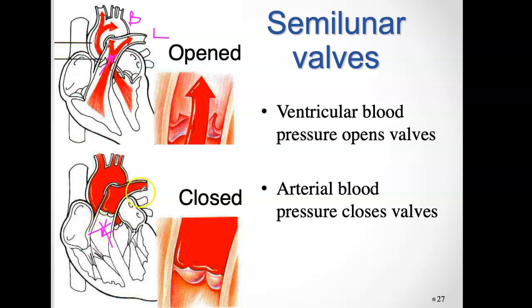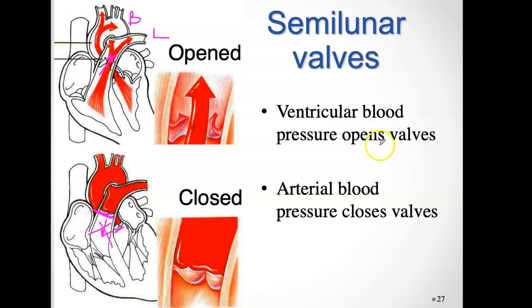So once this is ejected, in order to prevent backflow into the ventricle, my valve closes right there. And the other valve closes right here. So this is the pulmonary semilunar and aortic semilunar. This is a very good picture here because it shows that when opened, that blood pressure will shoot past that valve. Ventricular blood pressure opens the valve.